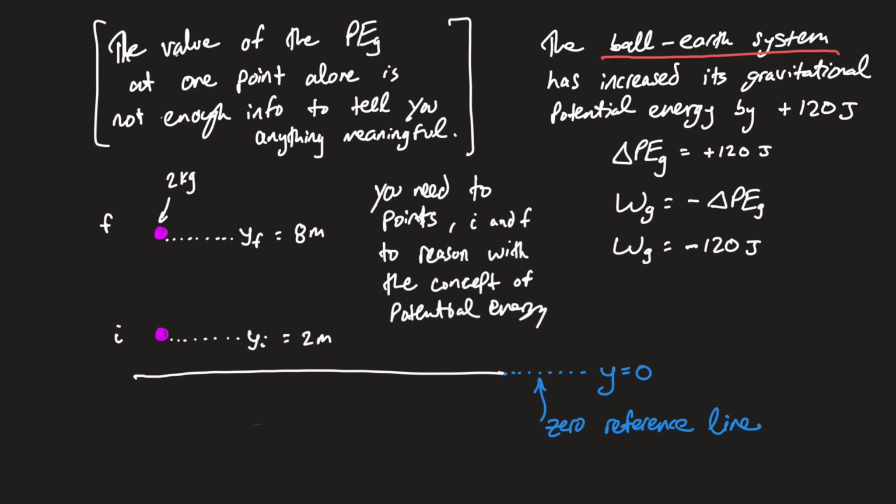It's the change in gravitational potential energy that allows us to know how much work is done by gravity. It's not the value at one point. So to kind of hammer this idea home, let's do an example of that you'll see right now numerically.